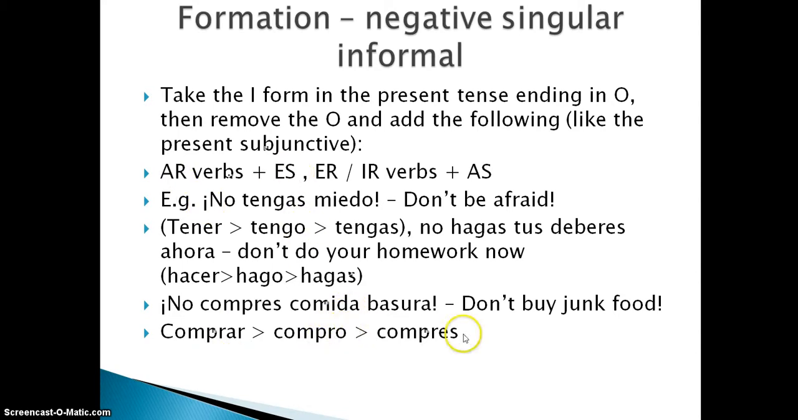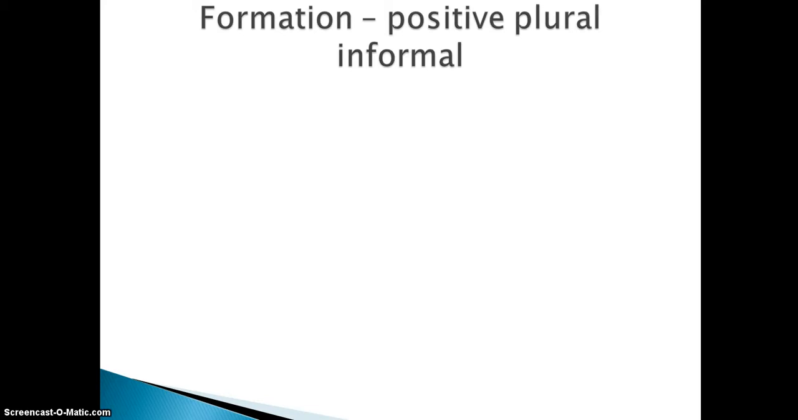So we take the O off, put ES on the end, and then we put "no" before it for the negative form. So this is just for the negative form, not for the positive. You need to go back to the other slide for the positive. Okay. So now we want positive plural informal.